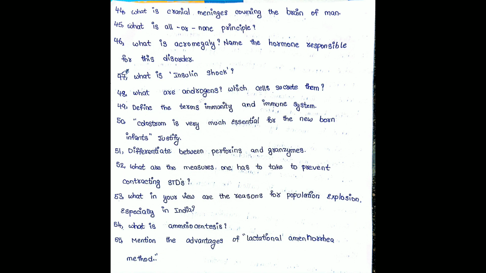What is acromegaly? Name the hormone responsible for the disorder. What is insulin shock? What are androgens? Which cells secrete them? Define the terms immunity and immune system. Colostrum is very much essential for the newborn infants. Justify. Differentiate between perforins and granzymes.